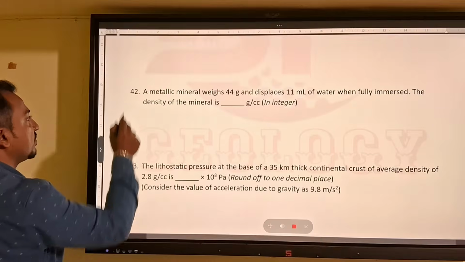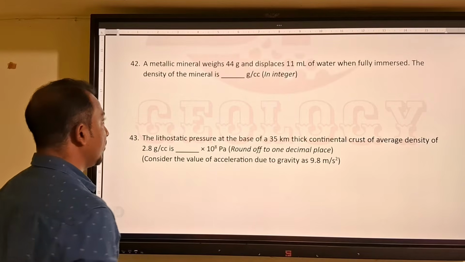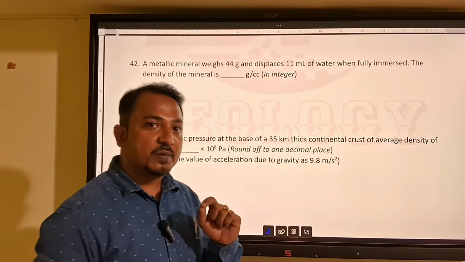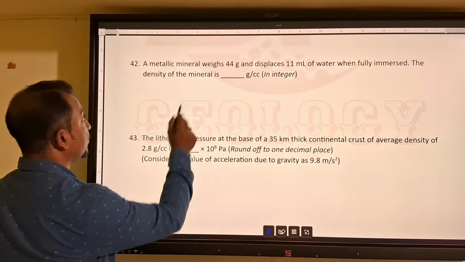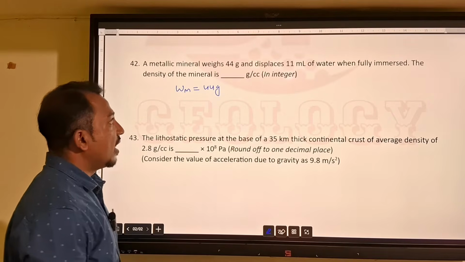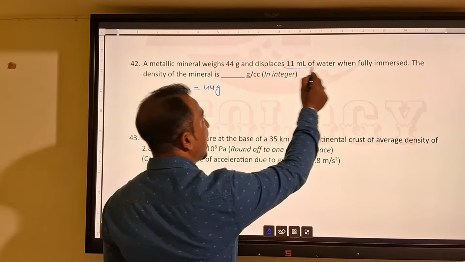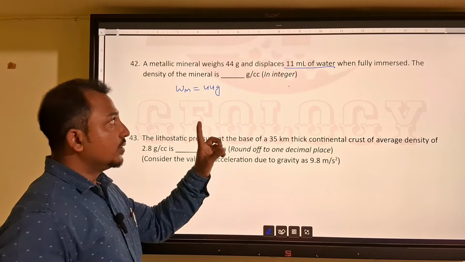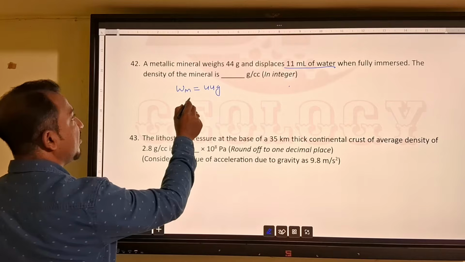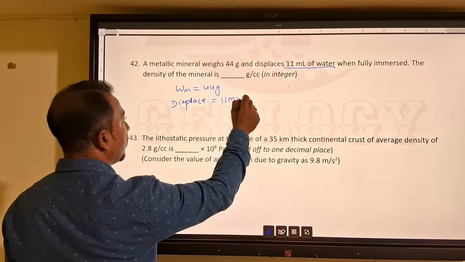Let's move to another question. Given a metallic mineral weighs 44 gram. When we are solving questions, always remember to write down what is given. So here the weight of the mineral is given as 44 gram, and when you submerge it in water, it displaces 11 ml of water.